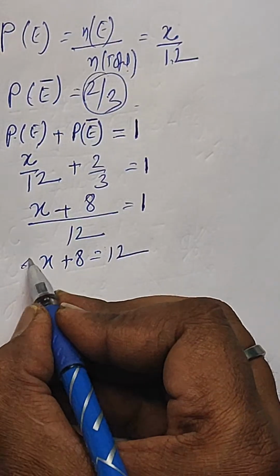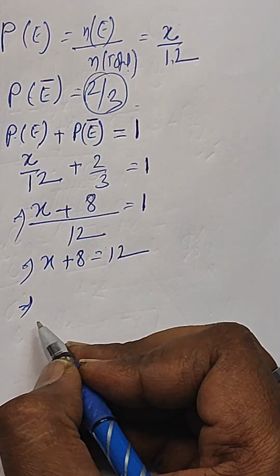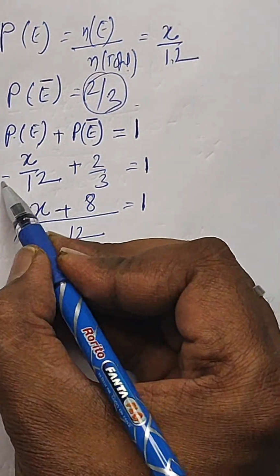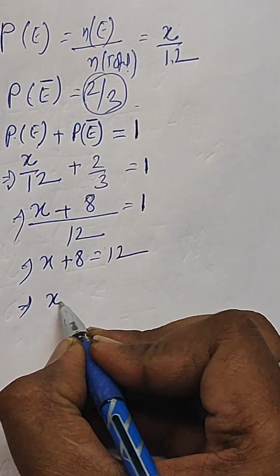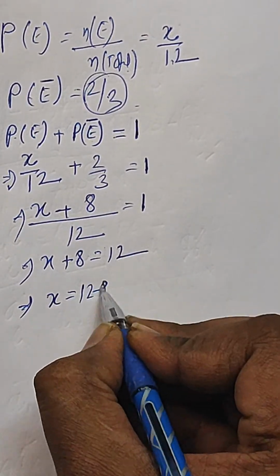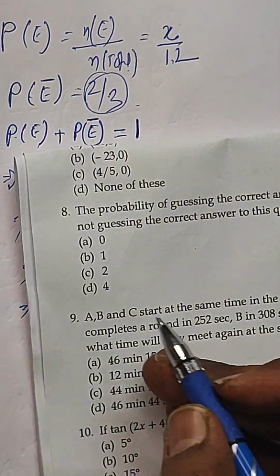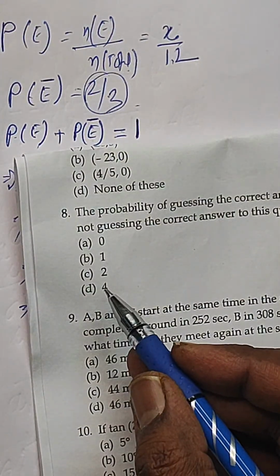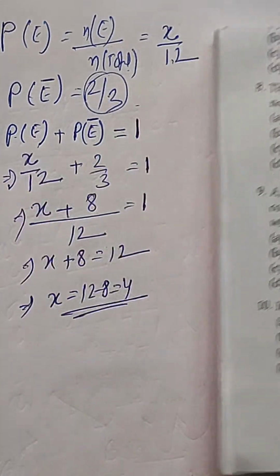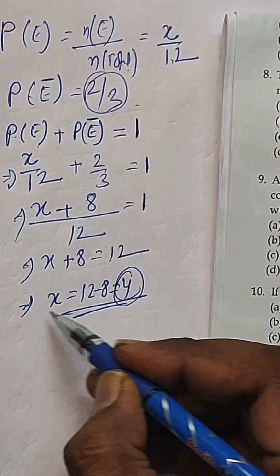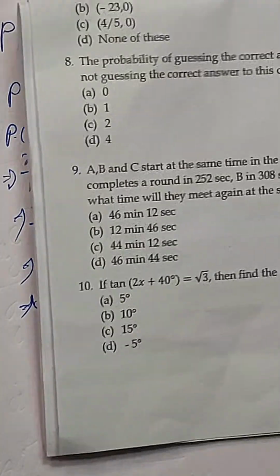So this will be giving you, implies, don't forget the sign of implies. Marks can be deducted over here, right? So this will be giving you x equal to 12 minus 8, which is coming as 4. So my dear friend, what is the value of x over here? Option number D is the correct option, which is x equal to 4, right? You will get 1 mark for this.